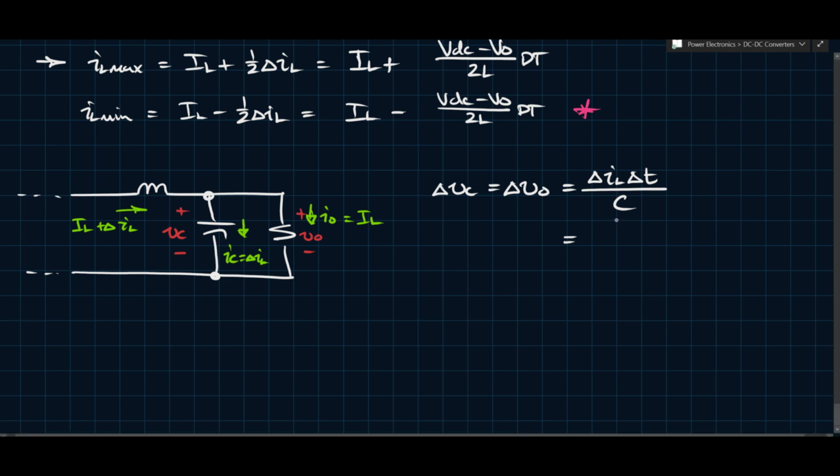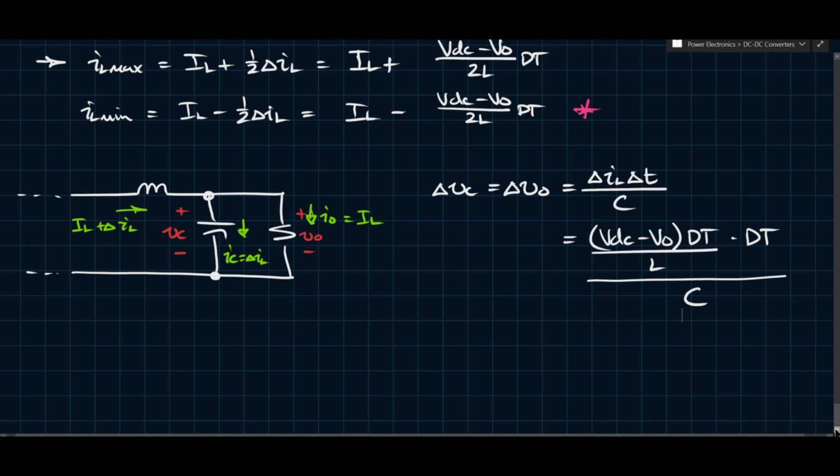And delta IL, we already have an expression for this. We have VDC minus VO times dt divided by L, and then we're going to multiply this by delta T. And the delta T that we're considering is dt, because that's the time for which this ripple equals this equation. And then you're dividing that by L, that's what the current is, and then you're dividing this by C because that's what the voltage is.